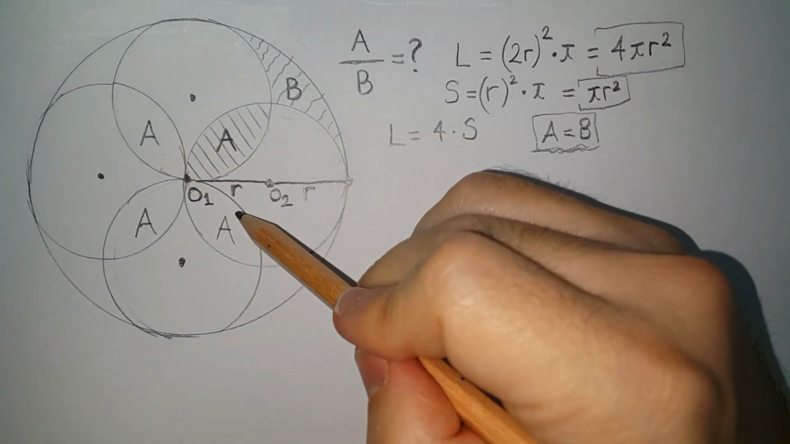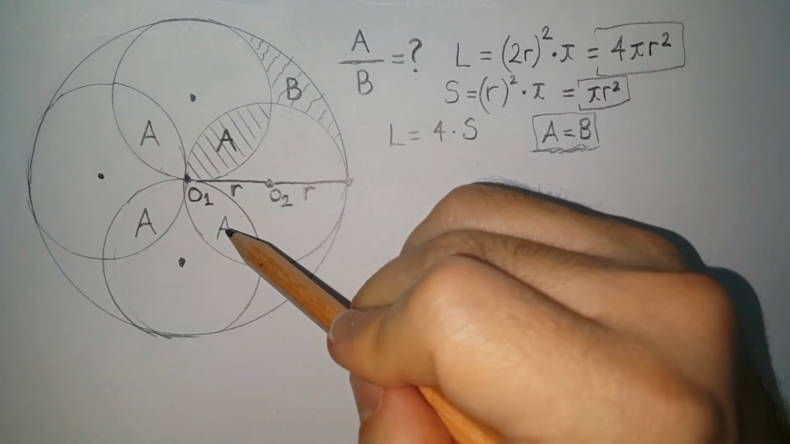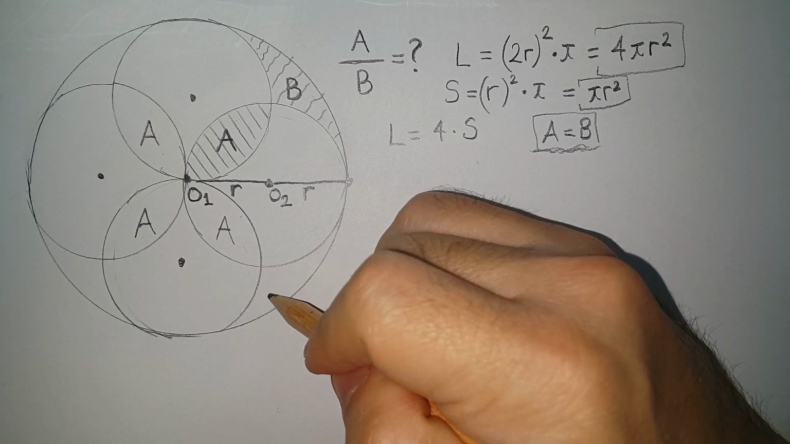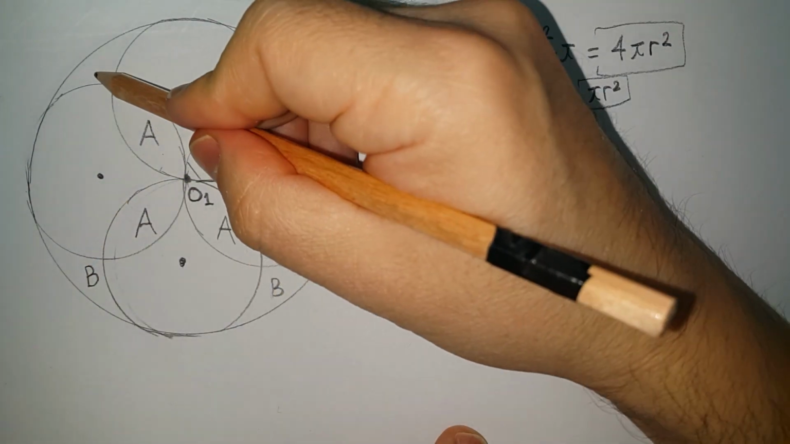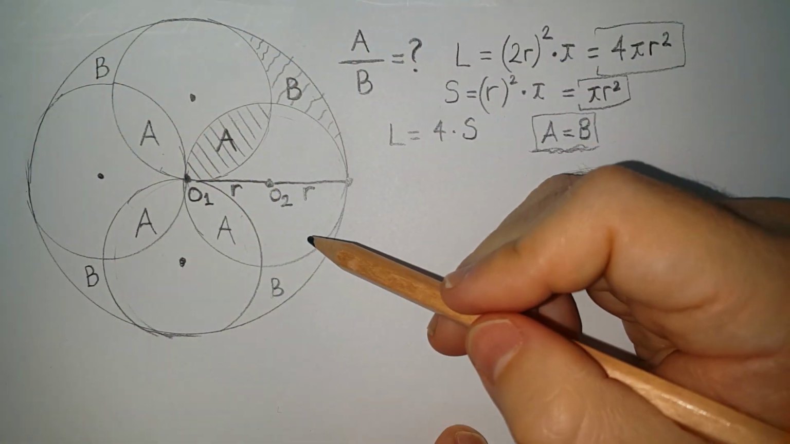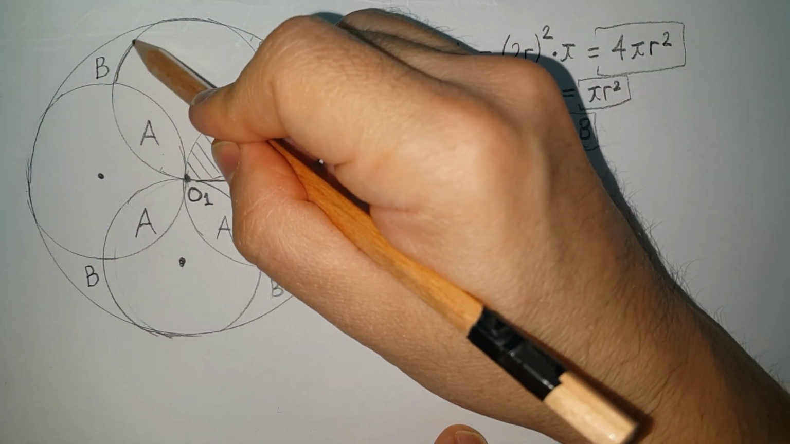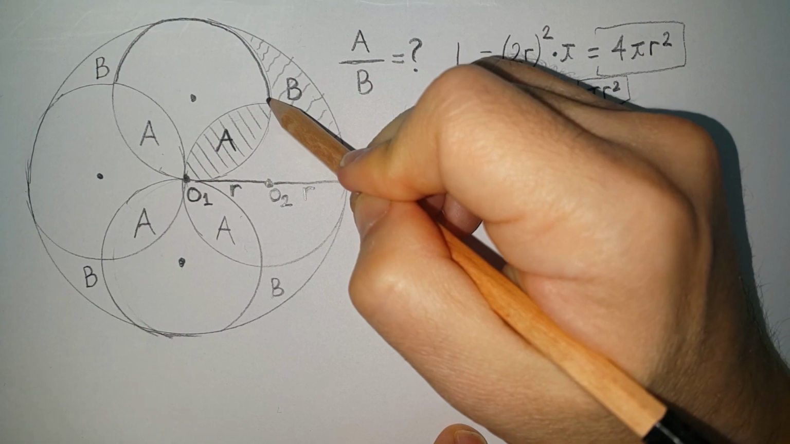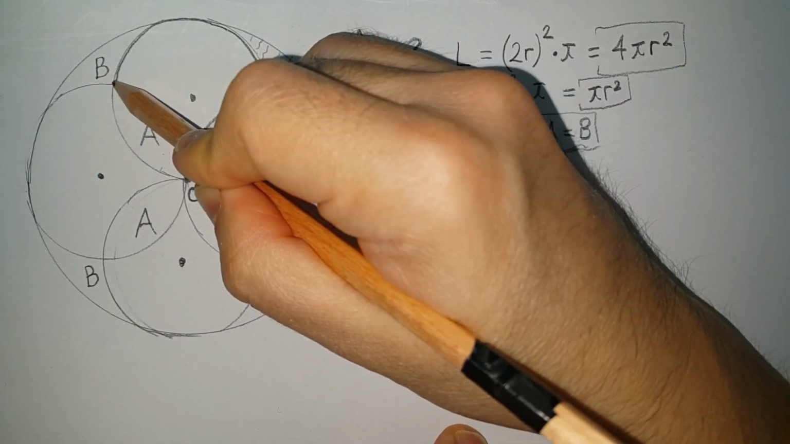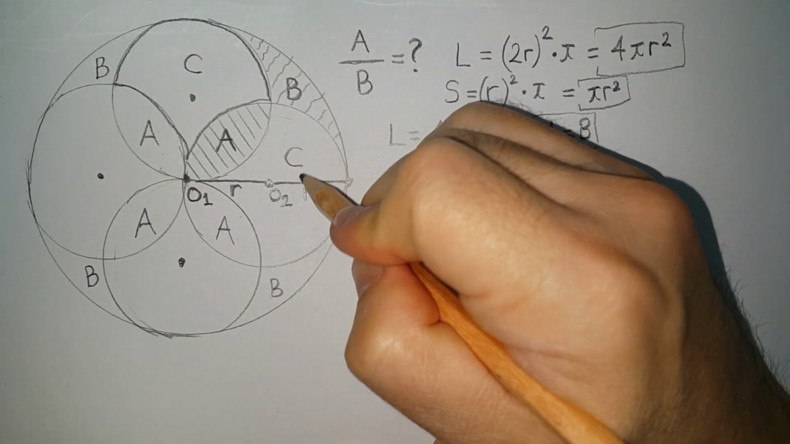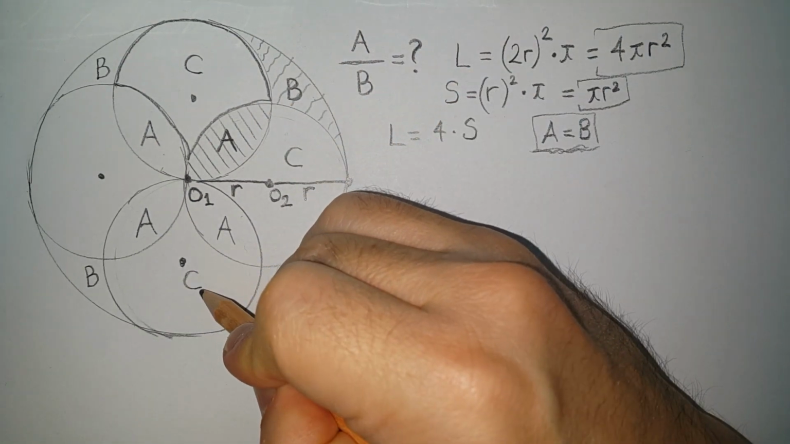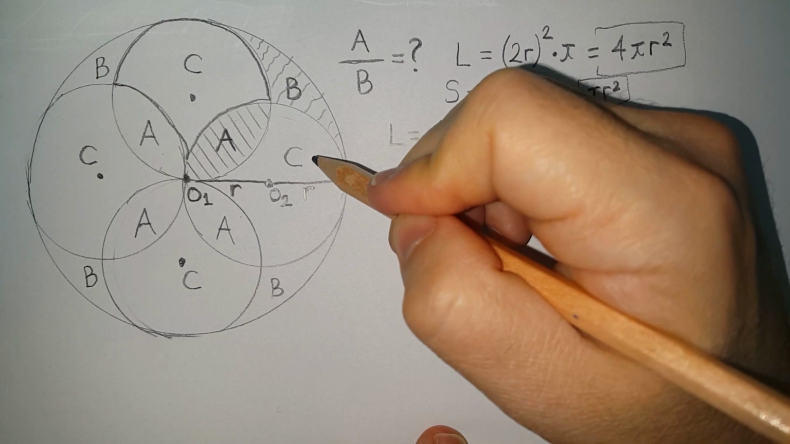We named all of these equal regions area A, right? And we also know that these regions are also equal. It's pretty obvious, and they are all area B. And there's a third type of region here, right? Right here, this region. And let's name that region area C. And we have another area C here, and one more area C here, and one final area C over here.